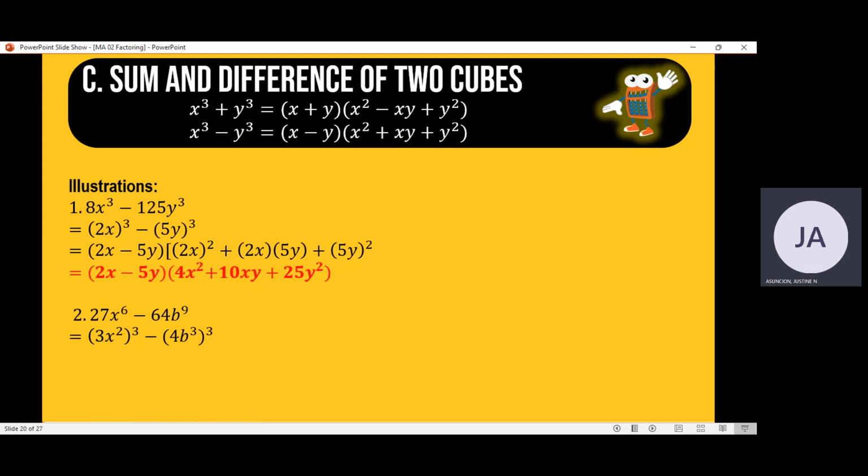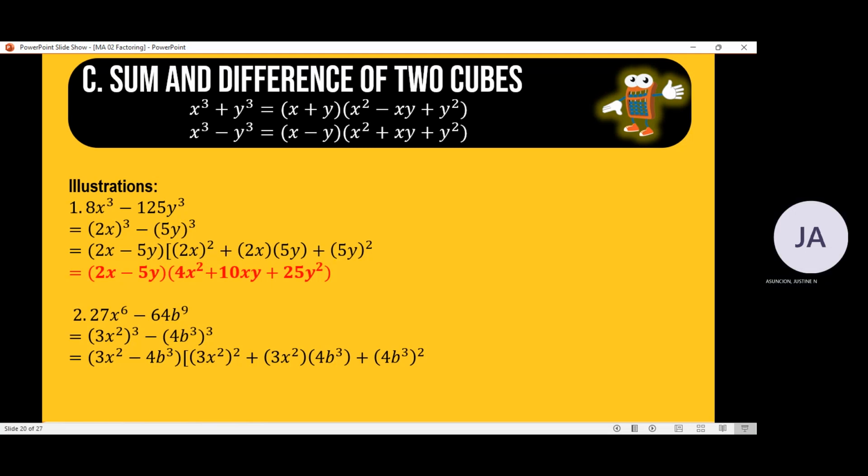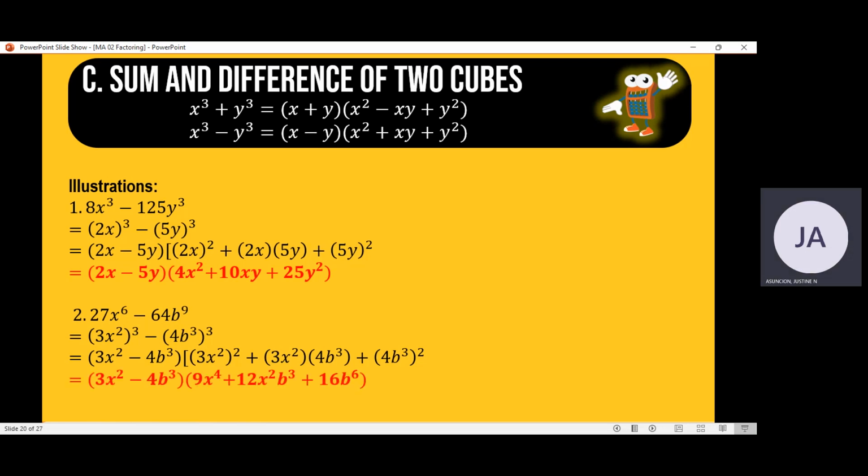Again, applying the sum and difference of two cubes, we obtain 3x squared minus 4b cubed times the quantity of the square of the first term, which is 3x squared, plus the product of the first term and the second term, 3x squared times 4b cubed, plus the square of the second term, which is 4b cubed squared. Simplifying this again, we obtain the quantity 3x squared minus 4b cubed times the quantity 9x raised to 4 plus 12x squared b cubed plus 16b raised to 6.